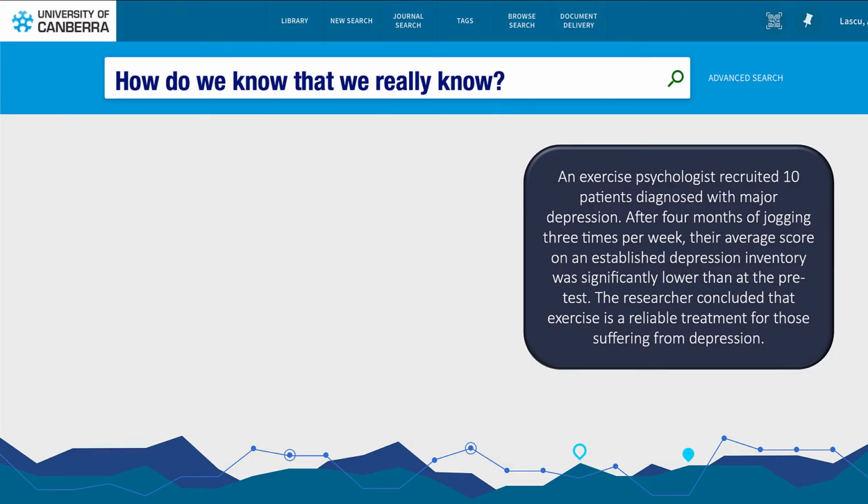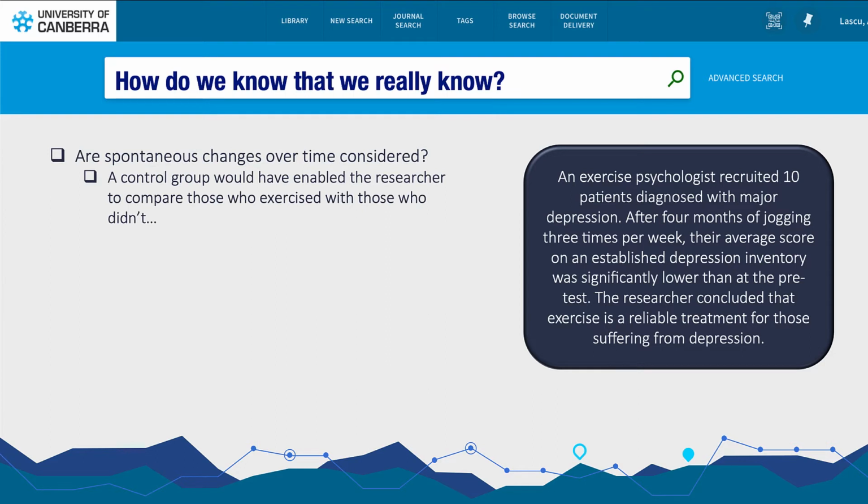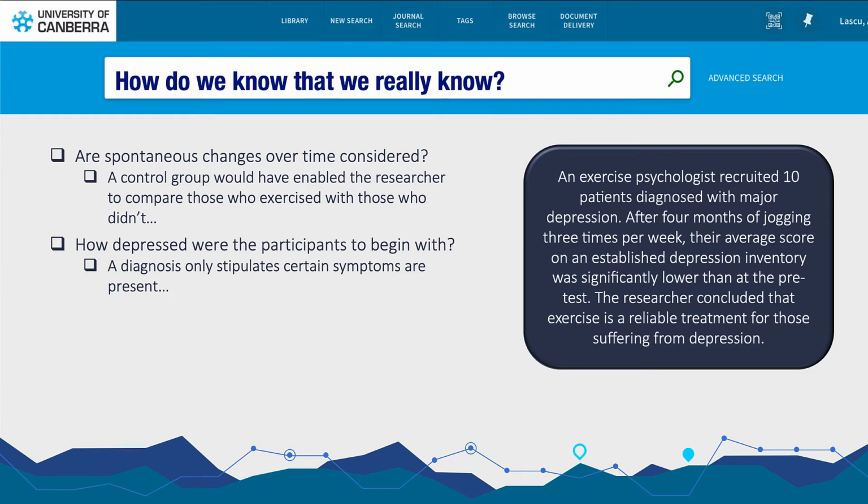While this sounds like a nice conclusion, there are a few questions that we need to know the answers to. Were there any spontaneous changes over time considered? A control group would have enabled the researcher to compare those who exercised with those who didn't to really know if the exercise intervention was the reason why they saw a difference. How depressed were the participants to begin with? A diagnosis only stipulates certain symptoms are present, so what do we really know about depression?